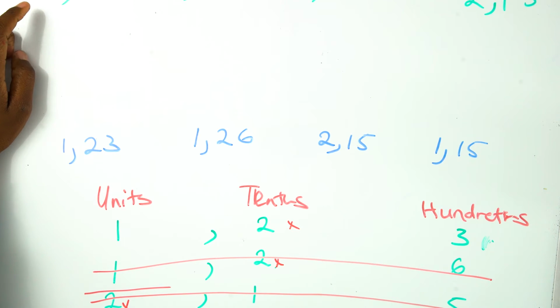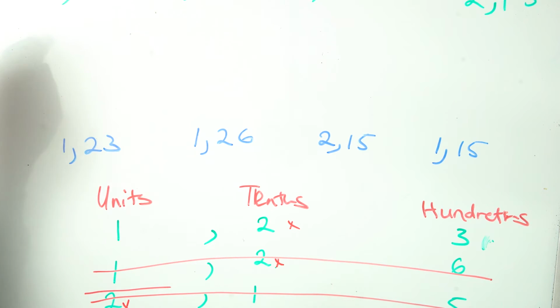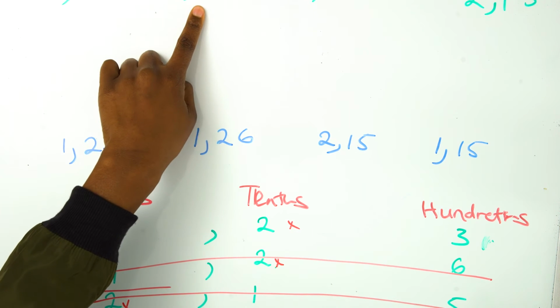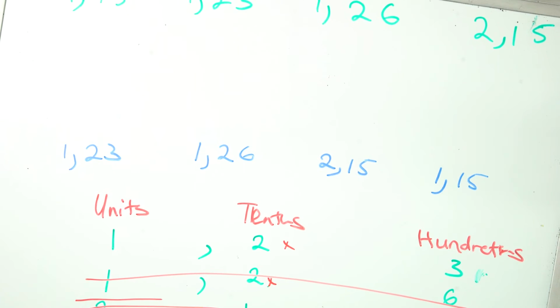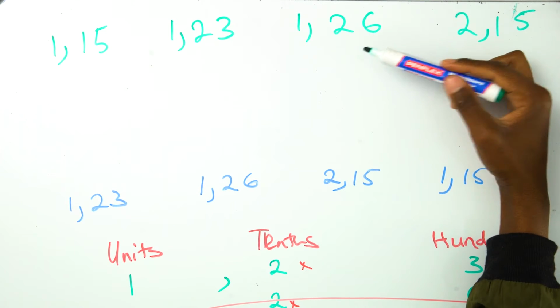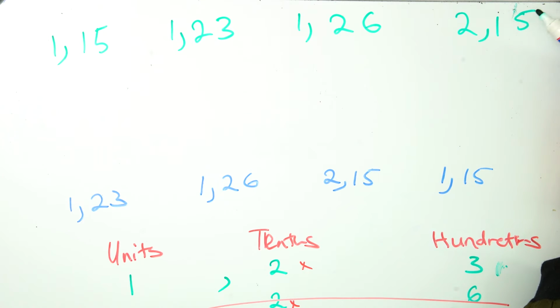So this is how you write your answer. You compare from the units, the tens, and the hundreds to find which one is the smallest. The smallest is 1,15 followed by 1,23 followed by 1,26, and then the largest is 2,15. So let's do another example together. Let me give you another question.